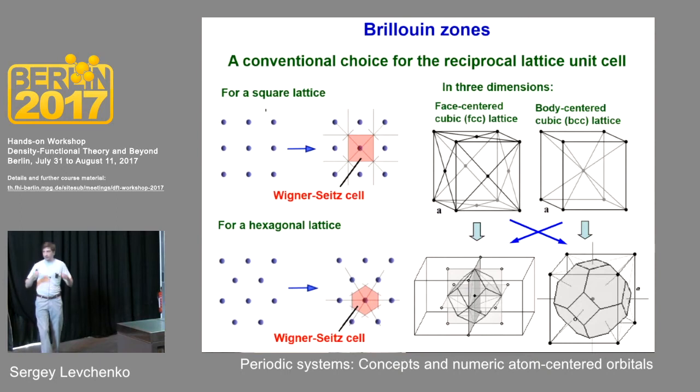Now, in order to see what is the Brillouin zone, we need to construct a reciprocal lattice. And it turns out that these two lattices are reciprocal of each other, actually. So if you construct a Brillouin zone, a unit cell in the reciprocal space for the FCC, this will be a Wigner-Seitz cell in the BCC lattice, right? And vice versa. So this is the Brillouin zone for this lattice, and this is the Brillouin zone for this lattice.